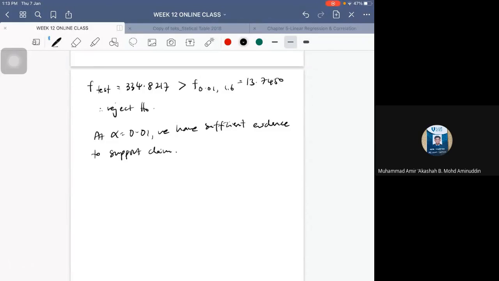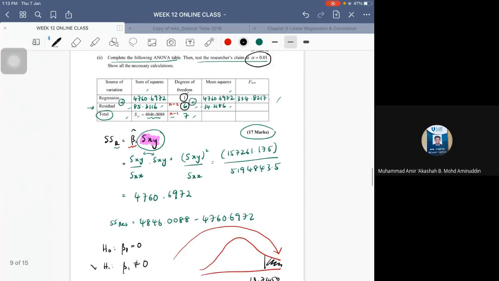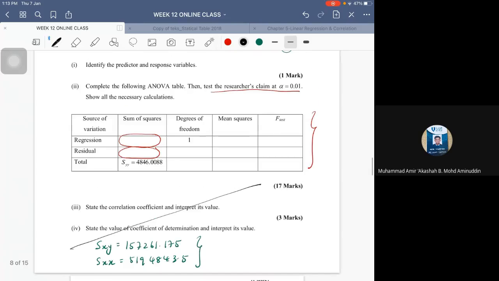If you want to write more, you can write something like, we have sufficient evidence to support the claim that there is a linear relationship between the retail sale and the number of groceries. But I'm going to stop right here. I'm just going to say, we have sufficient evidence to support the claim at alpha equals 0.01. That's it. So that is going to be for this one.